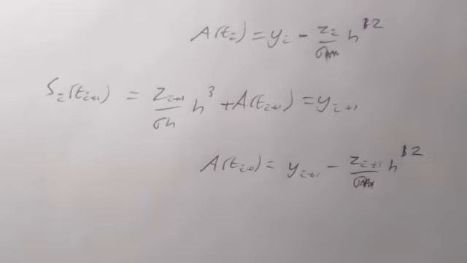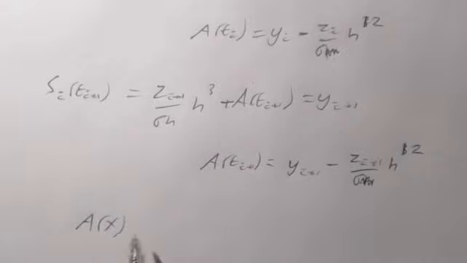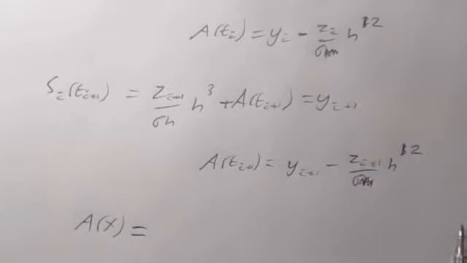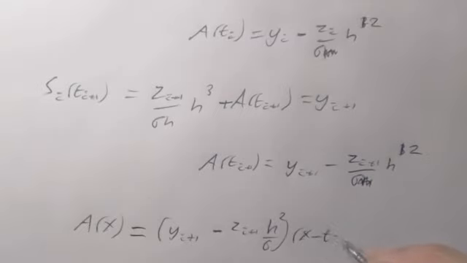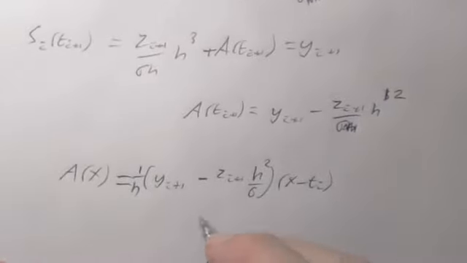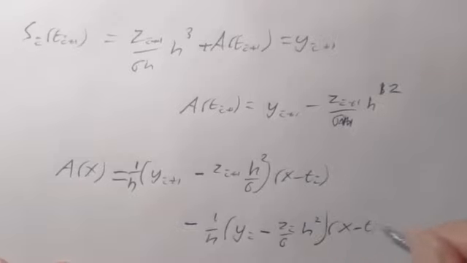So since we know that a is a linear function, we can say that a x is equal to yi plus 1 minus zi plus 1 h squared over 6 times x minus ti, and we need a 1 over h here, minus 1 over h yi minus zi over 6 h squared x minus ti plus 1.